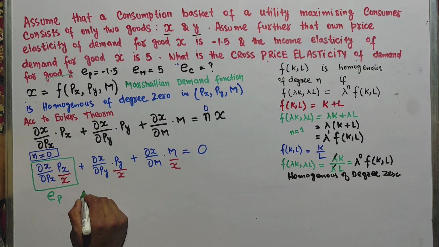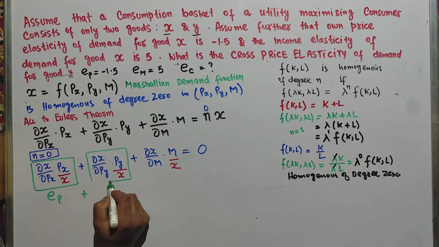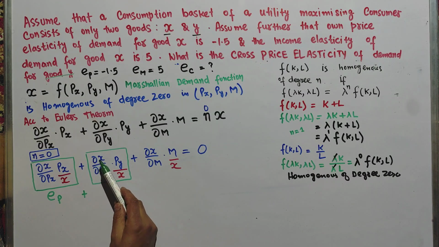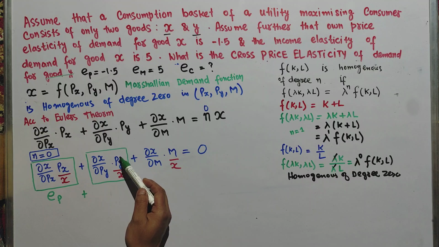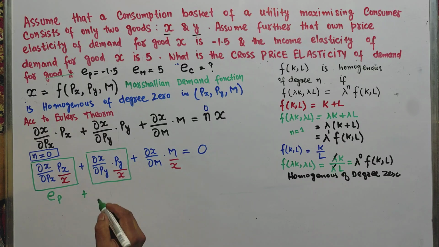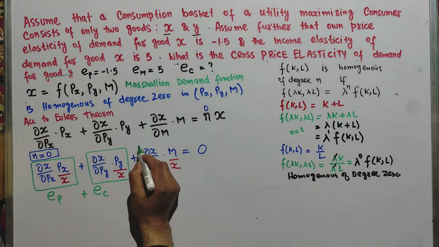Plus similarly, let us see what this term tells us. It simply tells us the change in the demand of good x due to the change in the price of another good, that is the price of good y, times Py upon x. So this is actually the cross price elasticity of demand. So can I write it like this, E subscript C.